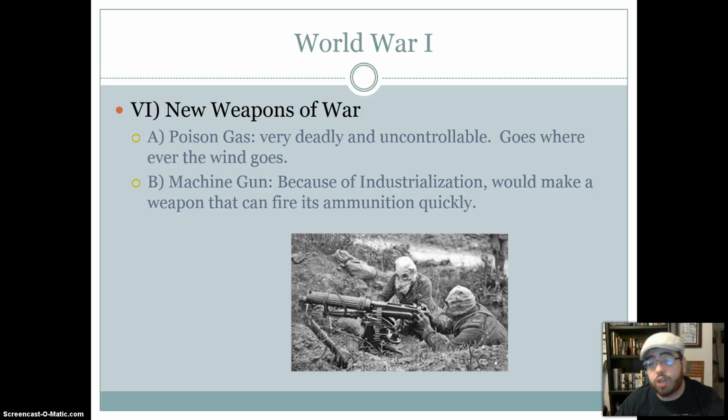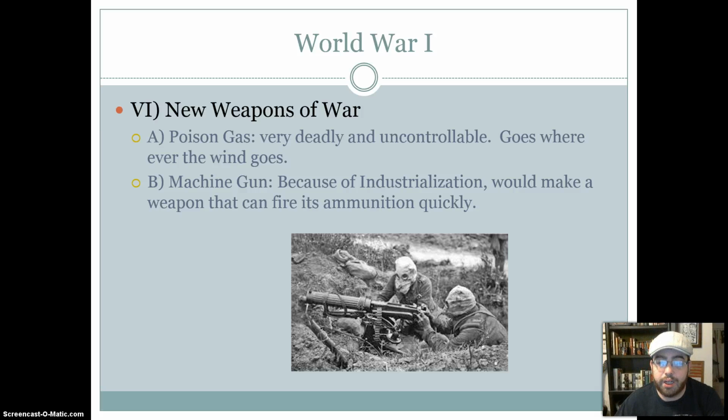The first one we're going to talk about is poison gas, which was very deadly and very uncontrollable. And it kind of goes wherever the wind goes. So if you would lob a poison gas grenade at someone, you better hope that the wind does not shift direction to go back towards you. Because there were things like mustard gas, later sarin gas, that would just totally destroy someone's body and if you inhale it, it'd burn out your lungs.